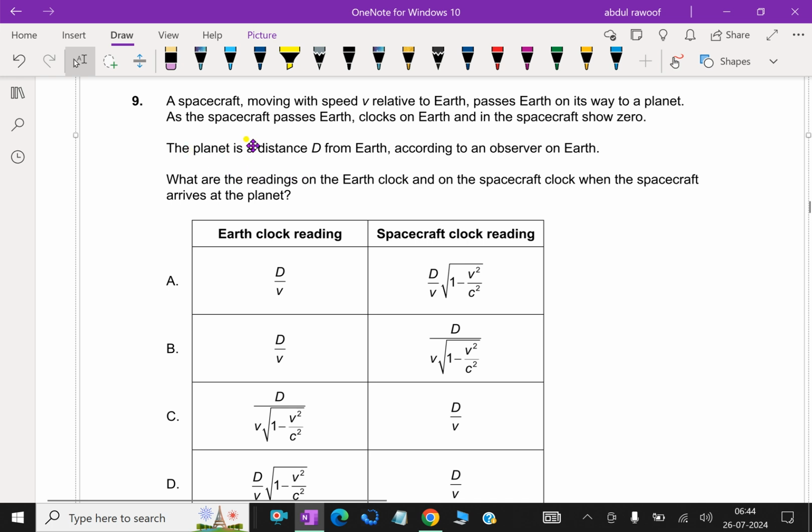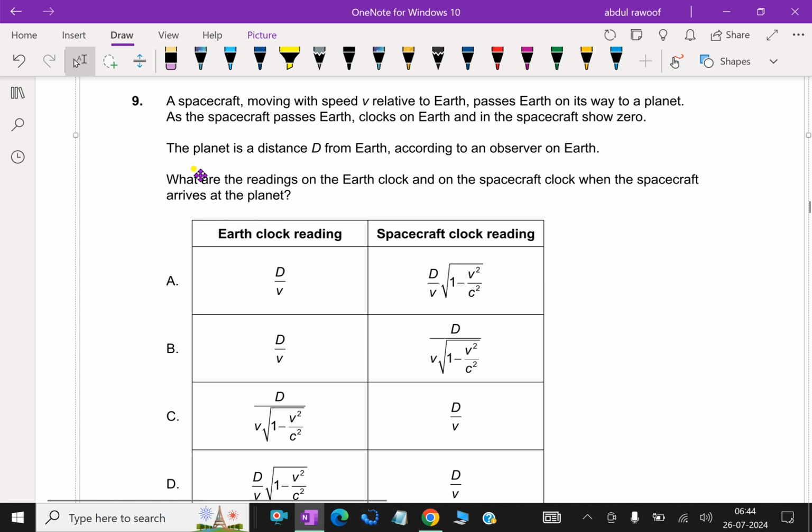Next question is the spacecraft. A spacecraft moving with speed v relative to Earth passes Earth on its way to a planet. As the spacecraft passes Earth, the clocks on Earth and the spacecraft show 0. The planet is a distance d from the Earth according to the observer on Earth. What are the readings of the Earth's clock and the spacecraft clock when the spacecraft arrives at the planet?